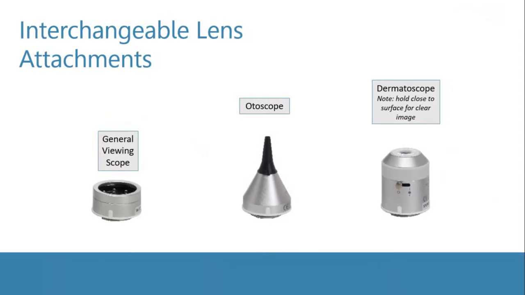The horoscope camera is an easy-to-use digital handheld camera used for transmitting live video and images of the body. The interchangeable scope lens attachments allow for multidiscipline telemedicine use. The horoscope uses several interchangeable lenses, all of which attach in the same way. Some examples of the lens attachments include the general viewing attachment, the otoscope, and the dermatoscope.